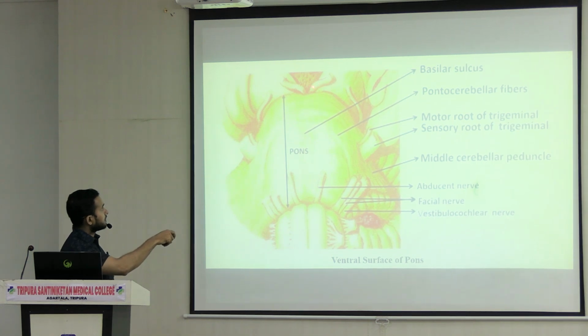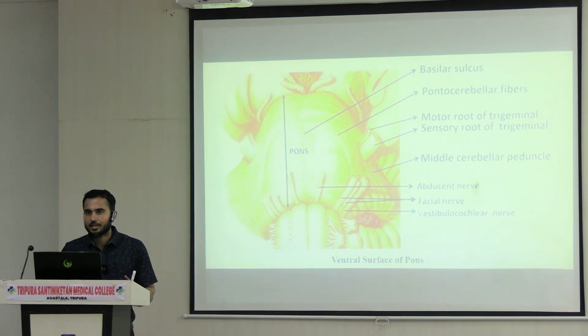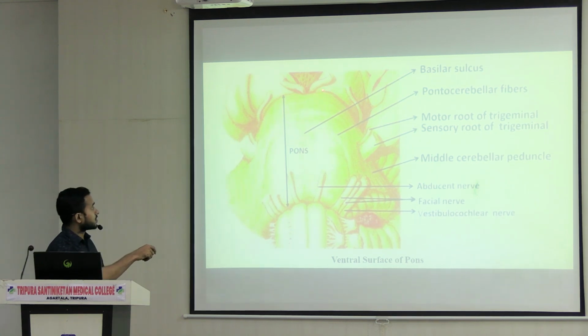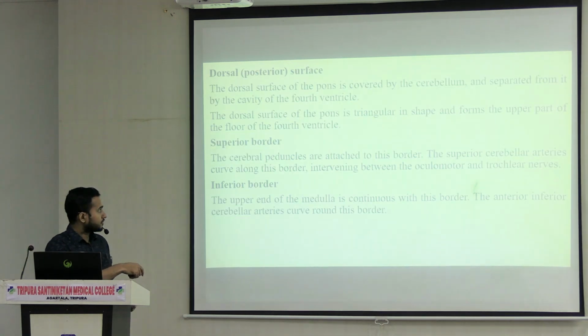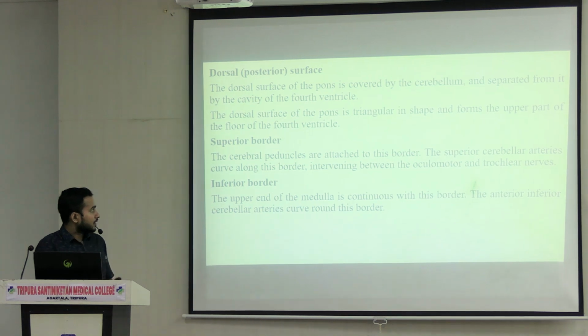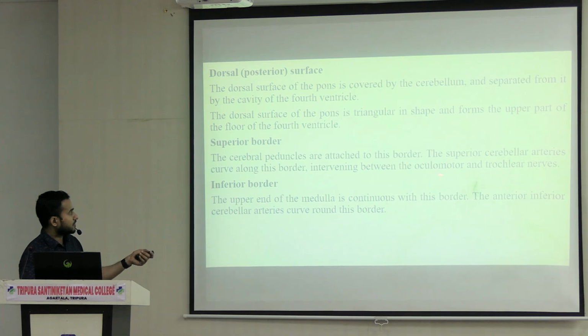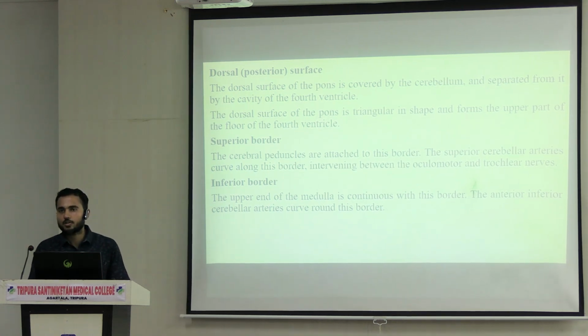This is the oculomotor nerve and this is the trochlear nerve. These two nerves are also emerging at the superior border. Next, superior cerebellar arteries are also there, which curve along this border, intervening between the oculomotor and the trochlear nerve. And at the inferior border, the medulla ends at the inferior border of the pons.